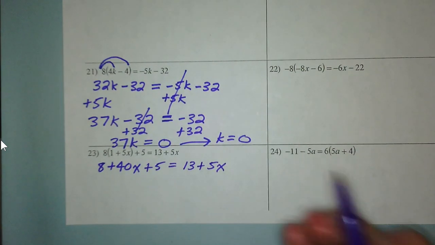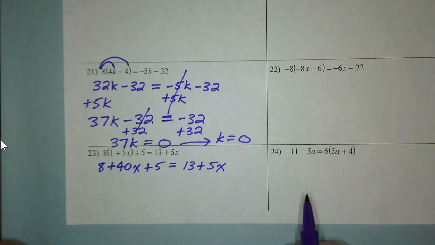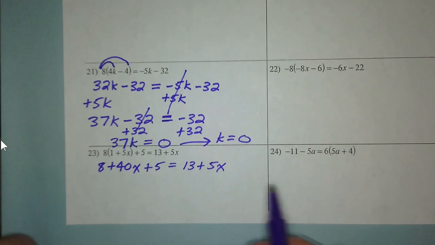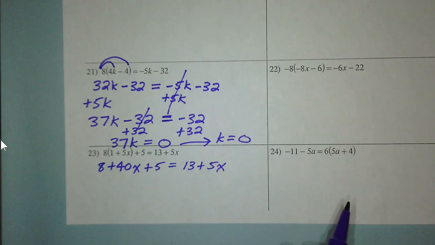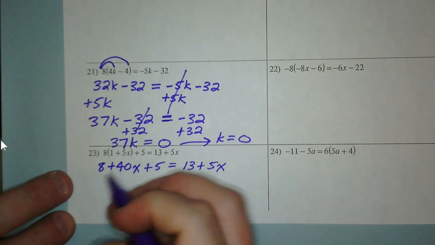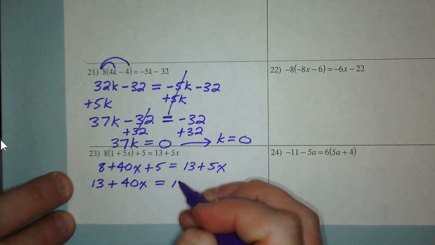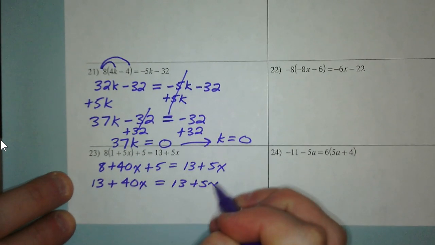Now you move on with your priorities. The next priority would be if you see any terms that are already on the same side together. That would be the 8 and the 5. So that's 13. Everything else sort of drops down.